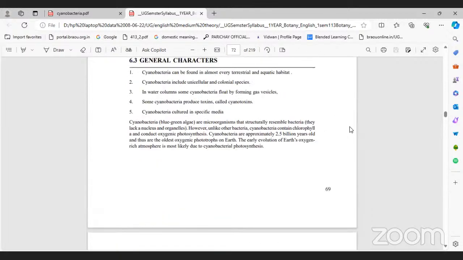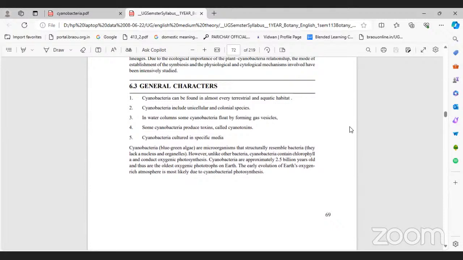Cyanobacteria can be found in almost every terrestrial and aquatic habitat. Apart from that, you can mention from our page number 69, 6.3 general characters, that they can also grow as symbiotic. Just add that word also, symbiosis, symbiotic nature. So that much is enough for the first point, habitat, that is clear.